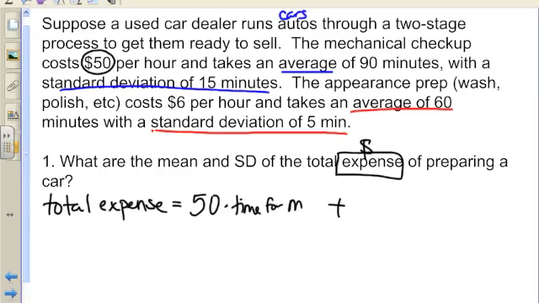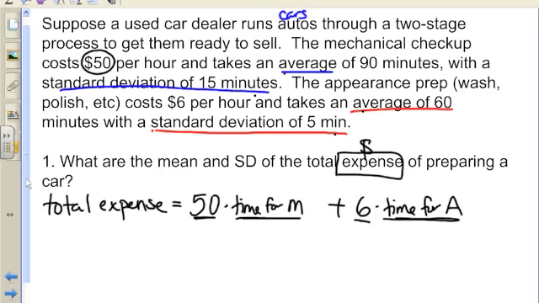And I'm just going to abbreviate mechanical with an M. And then the cost for the appearance, well, it costs $6 per hour, so that's $6 times however many hours it takes. So the time for the appearance. So again, the reason that I did it this way is because the time it takes, as we discussed up here in the blue and the red, the time it takes is variable. The $50 per hour or the $6 per hour is fixed.